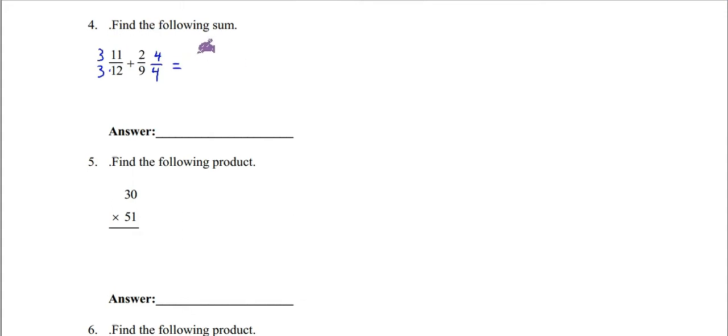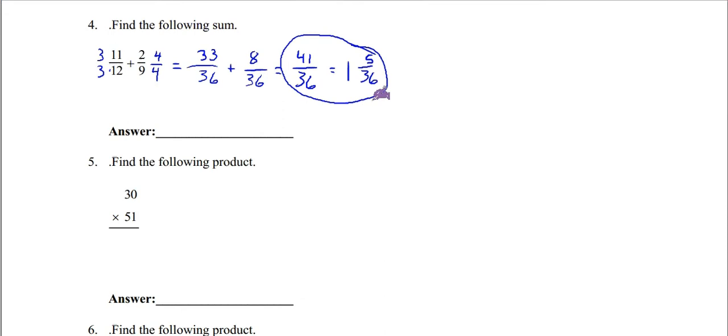So this is going to be 33 over 36 plus 8 over 36 equals 41 over 36. If you want, you can write 1 and 5 36ths. Okay, but both of the people, the one who answered this way and the one who answered this way, would be correct. So either one of those put in this answer line is great.